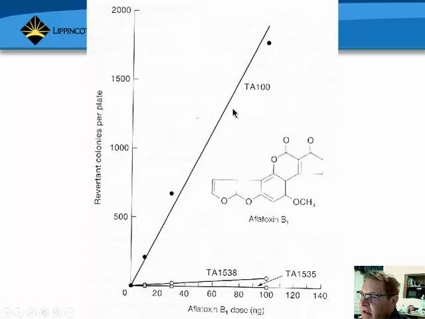Bruce Ames did an experiment, and he actually developed a series of those Salmonella strains where he can put known amounts of the mutagen onto the plate, and then count how many colonies arise from it. So here in the strain TA100, we get a great increase in the number of mutations. In TA1538, we get very few mutations.